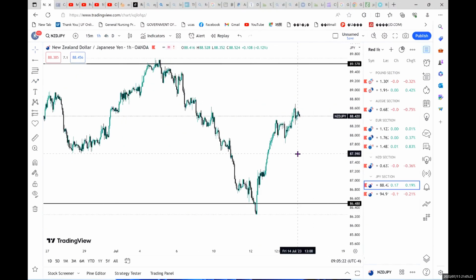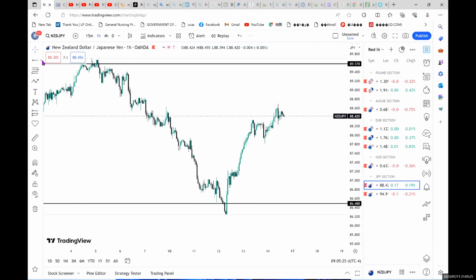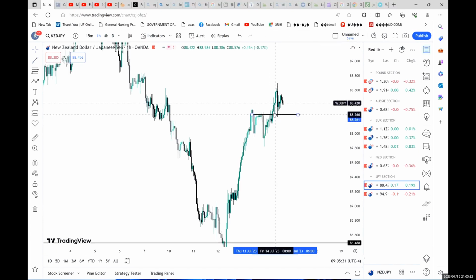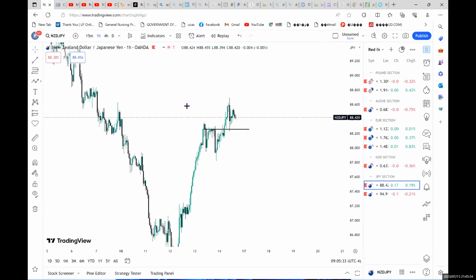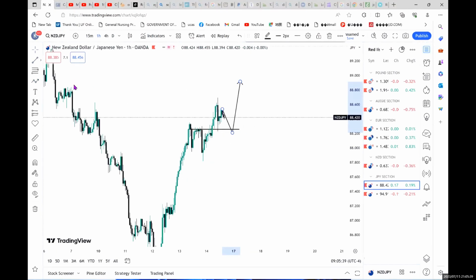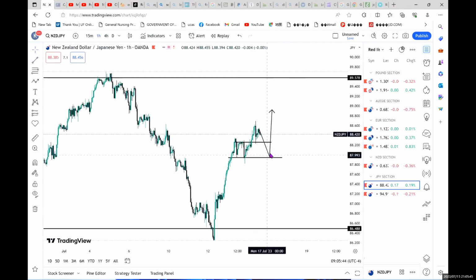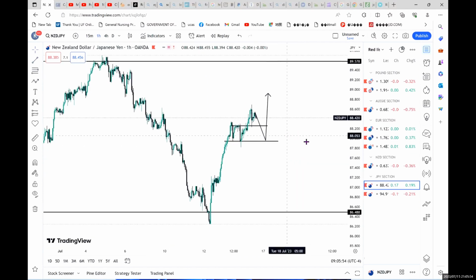So where would I be looking to enter? It would be nice to see price pull back here into this level right here. If price can pull back here, and then start going back up, or even back down, all the way back down to the low, this would be even better, because we have a better risk to reward ratio, and then price continues back up into the highs at this level here. So that's it. I'll be looking for buys for NZD-JPY.